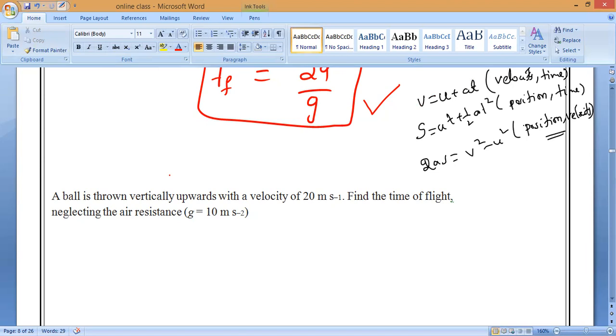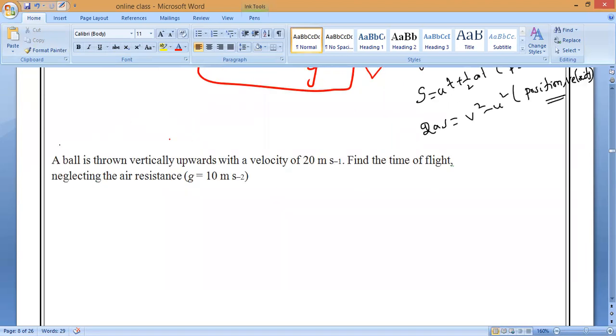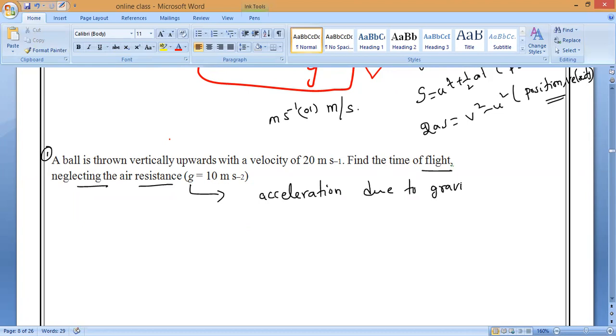Now, let us discuss the first question. All of you read. A ball is thrown vertically upwards with a velocity of 20 meter per second. As I told you, you are not supposed to write meter per second like this; always write meter per second only. Now they are asking, find the time of flight, neglecting air resistance, and take G as acceleration due to gravity.